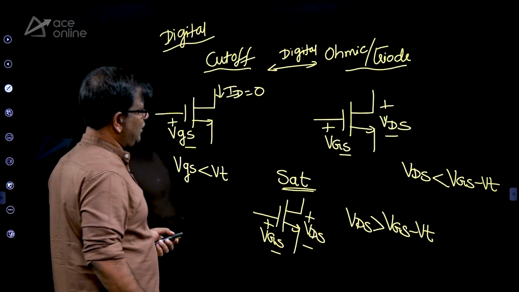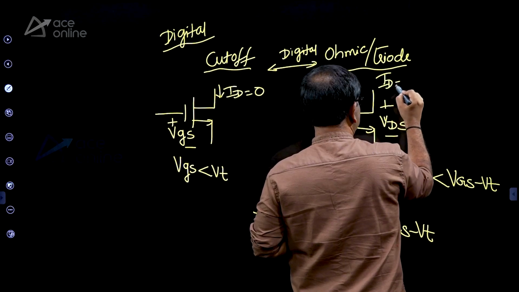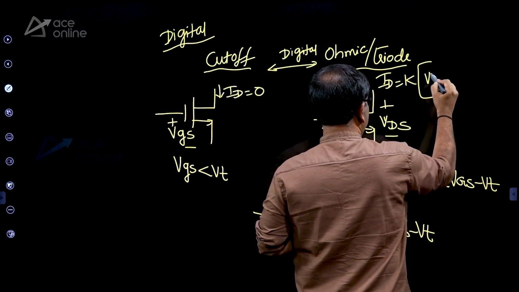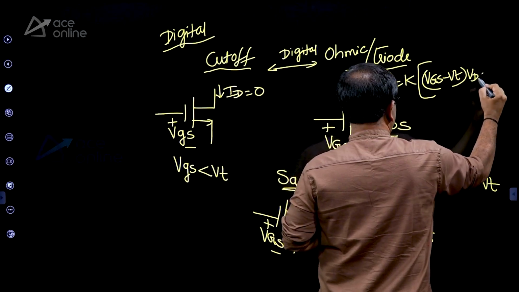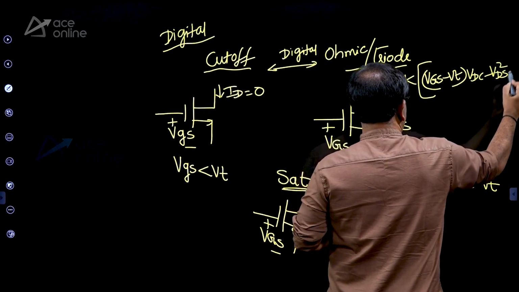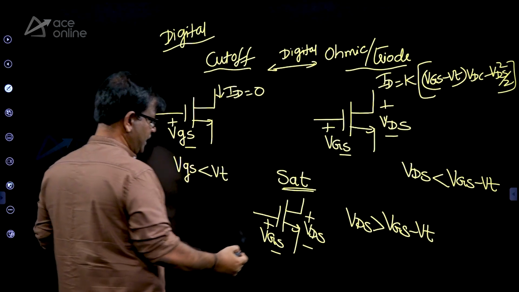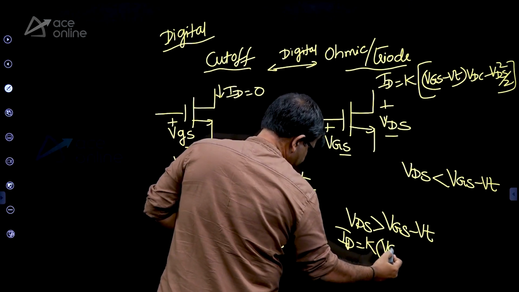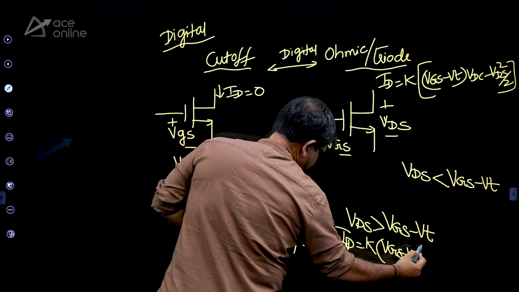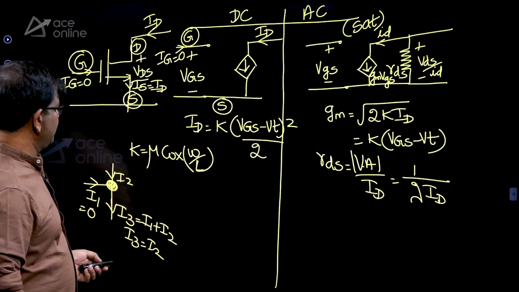And what is the current equation in a triode region? ID is K times of (VGS minus VT) into VDS minus VDS square by 2. But for saturation, ID is K times of (VGS minus VT) whole square by 2. So just go through this.